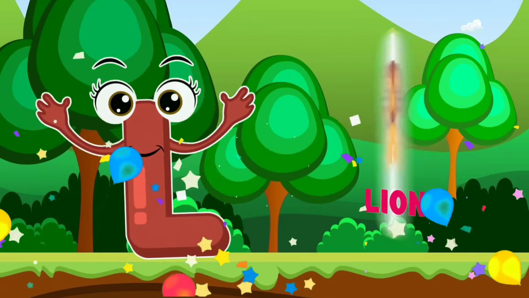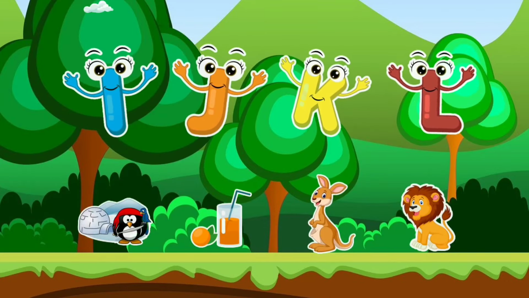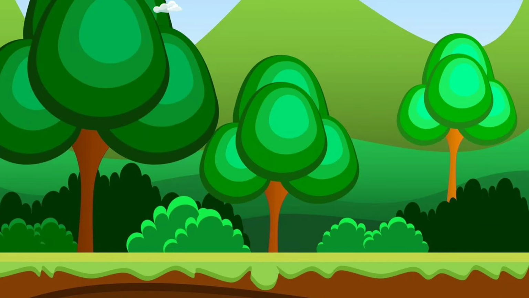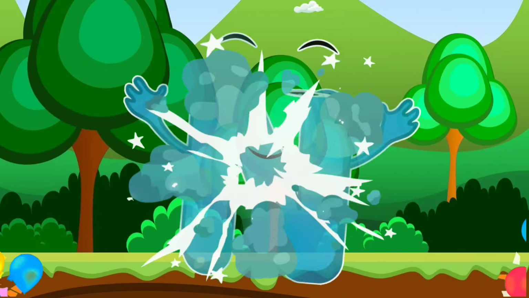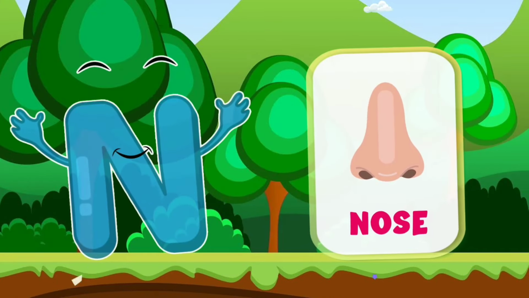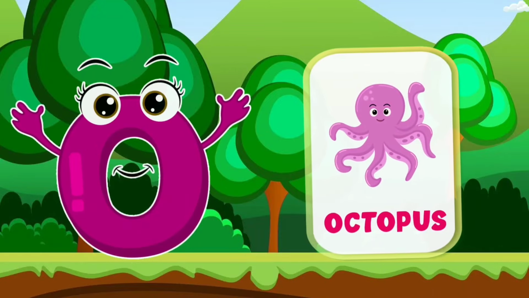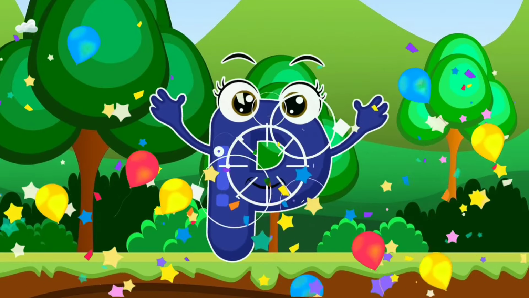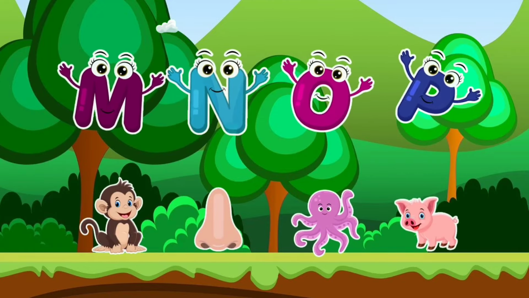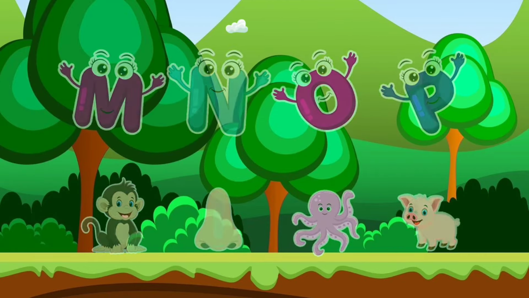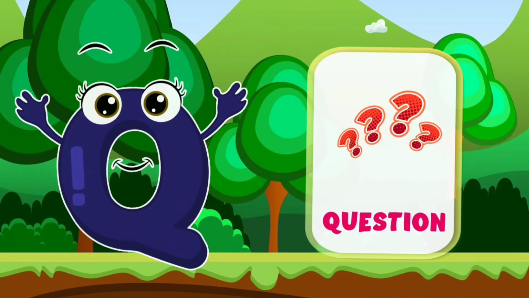K is for kangaroo, the kangaroo. L is for lion, lion. M is for monkey, monkey. N is for nose, nose. O is for octopus, octopus. P is for pig, pig.